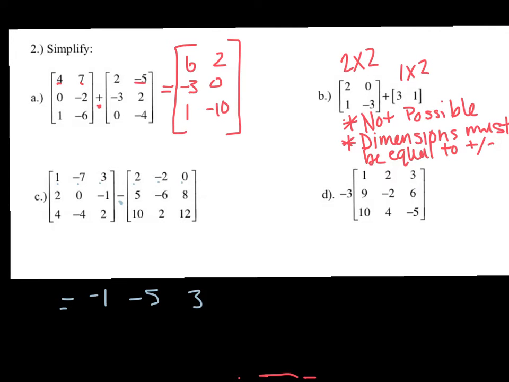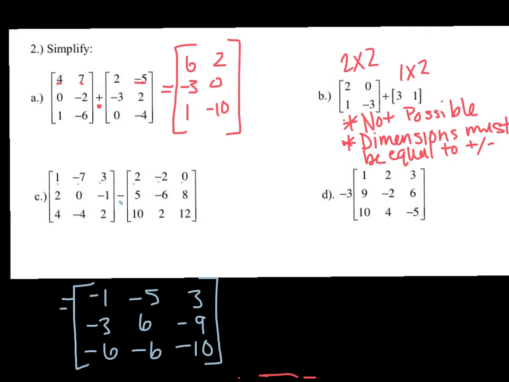Next row. 2 minus 5 is -3. 0 minus -6 is +6. So 0 plus 6. -1 minus 8 is -9. Third row. 4 minus 10 is -6. -4 minus 2 is -6. And 2 minus 12 is -10. So just make sure you're keeping it neat enough so that you can read it and I can read it if I'm trying to grade it. I just should be able to see the spaces in between each one and be able to tell what your individual entries are.